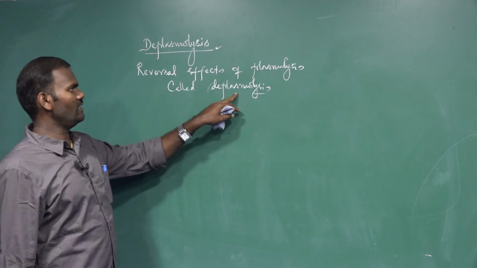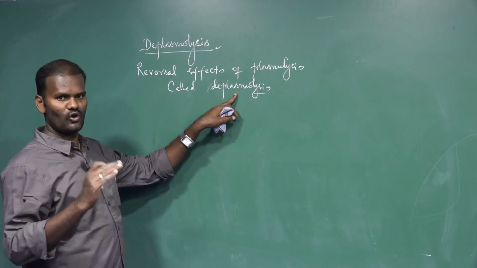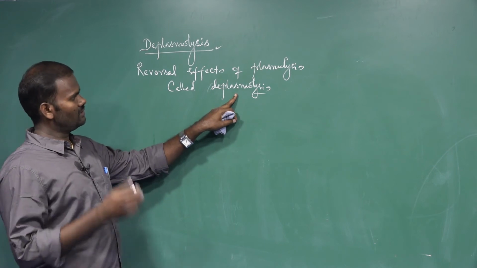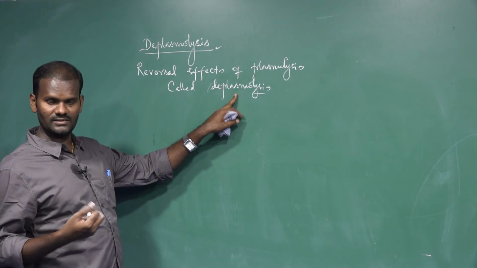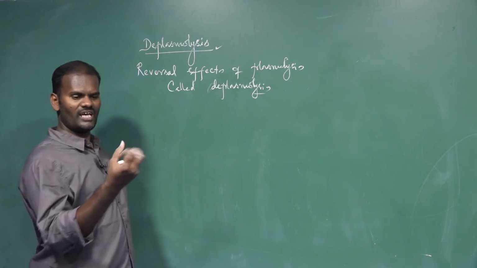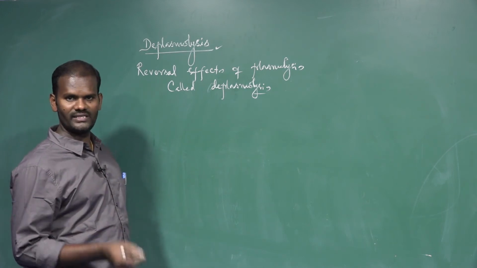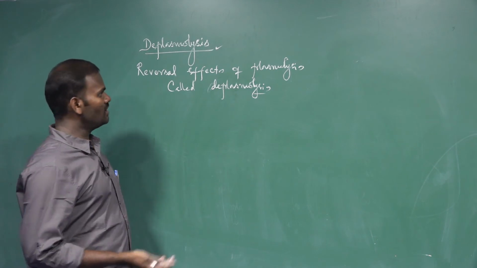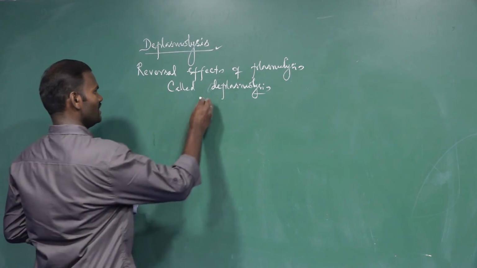We know that in plasmolysis, when the cell is placed in a hypertonic solution, due to loss of water by the process called exosmosis, the cell shrinks, the protoplasm also shrinks, and the plasma membrane moves away from the cell wall, and the cell becomes flaccid. So the reversal of the effect of plasmolysis is called deplasmolysis.